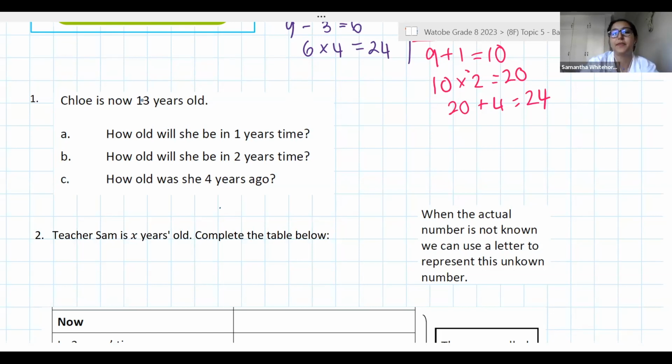Nice, guys. Well done. We know that if she's currently 13, we will add 1 to her age, and we get that she will be 14 years old in 1 year's time.